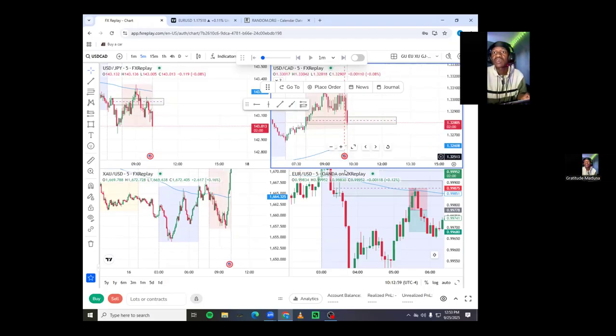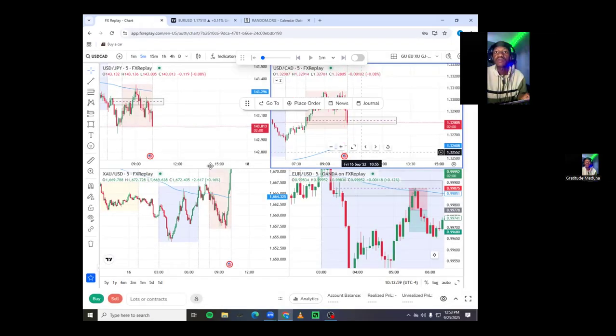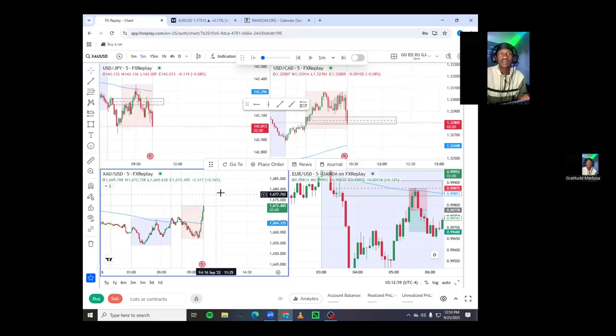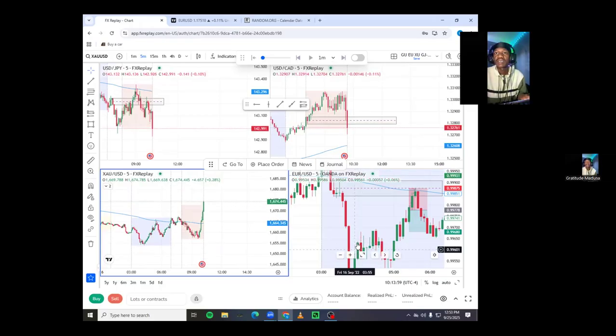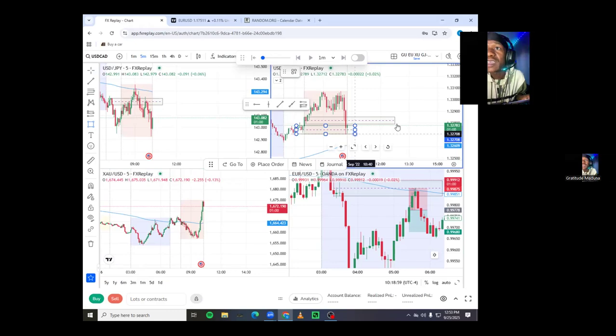What news was this? Okay, Michigan. Okay, but let me just put a zone here in the middle. Gold is showing signs of displacing upwards, which is good. I'm starting to see proper structure. This one here invalidated the zone, so I'll focus on other zones.